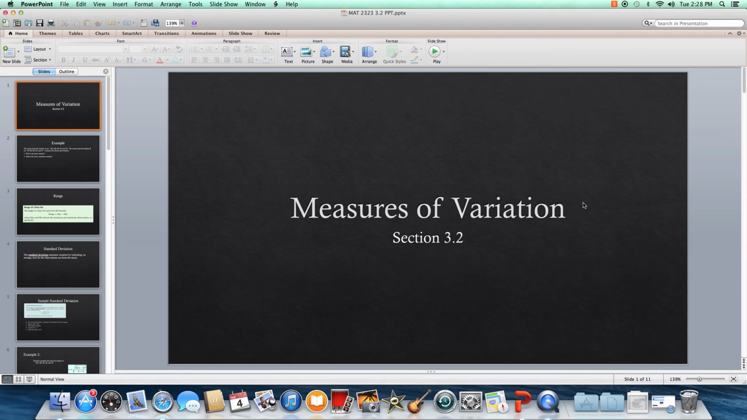Hopefully you've got your graphing calculator handy. You can check yourself very easily with the graphing calculator for standard deviation. Make sure you're doing that. If you have any questions, please ask your instructors.